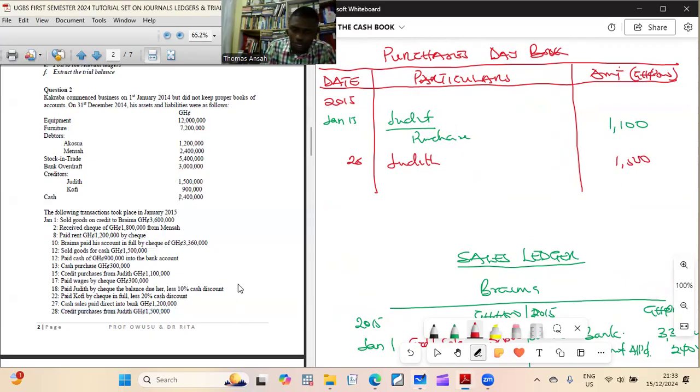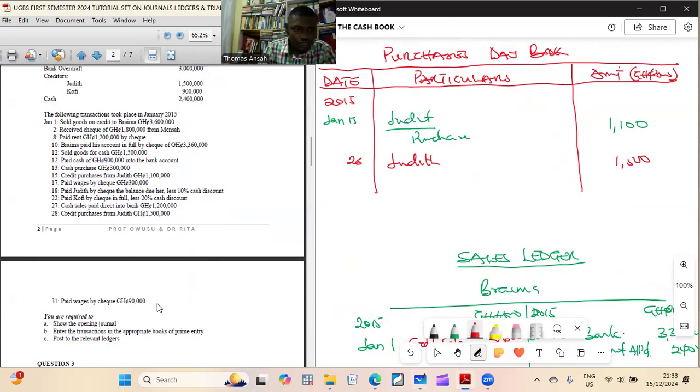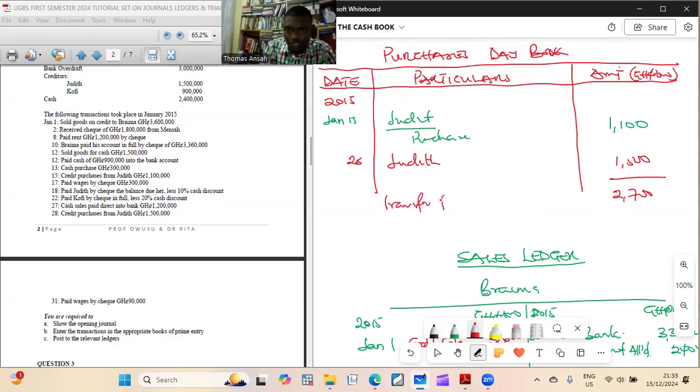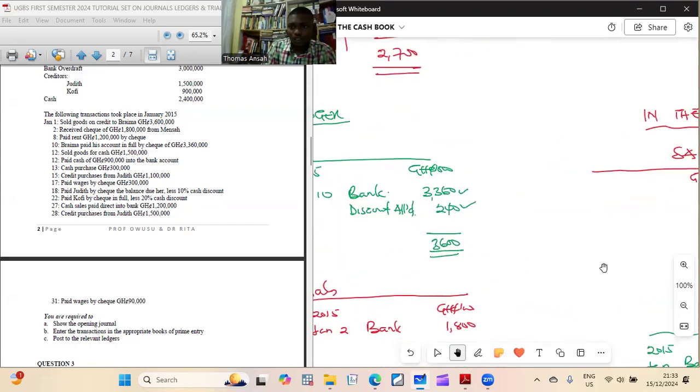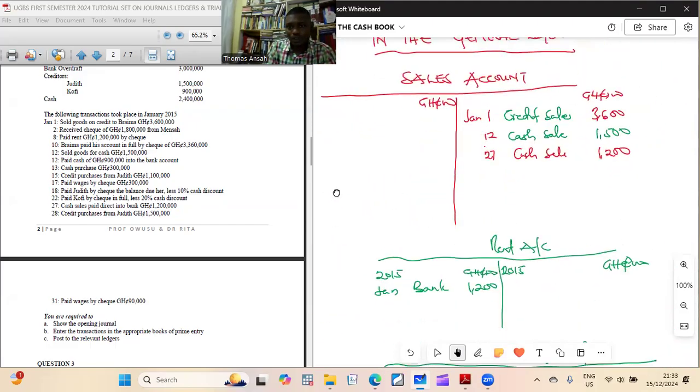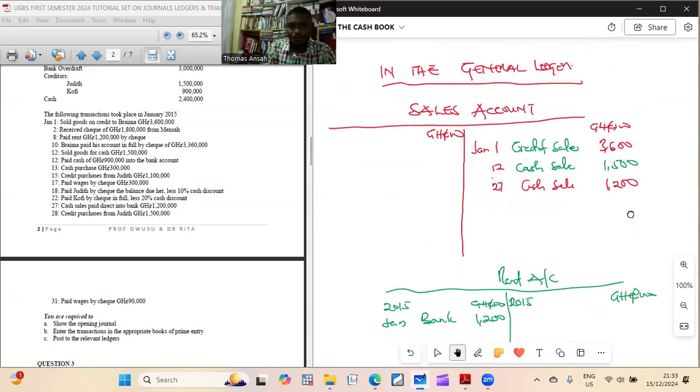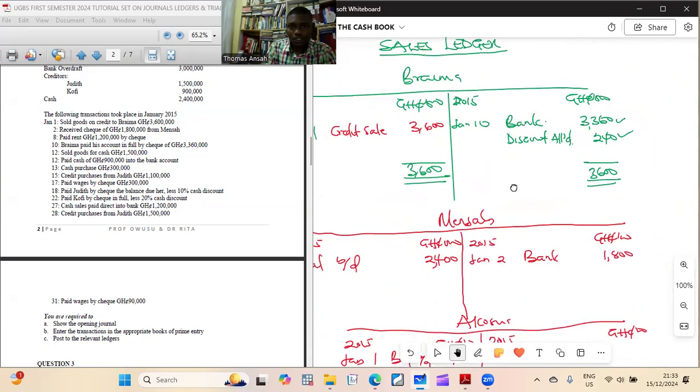So if there is no other entry, the next entry is paid wages by check. So if there is no other entry, we have 2,700. Transfer to where? Purchases account in the general ledger. So when you go to your purchases account, you are going to record credit purchases of 2,700. So where is that? Where is our purchases account? Purchases account.